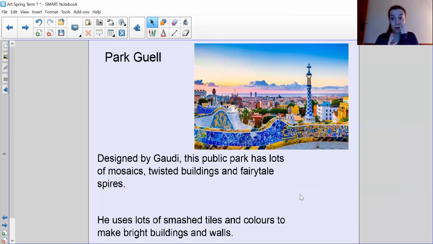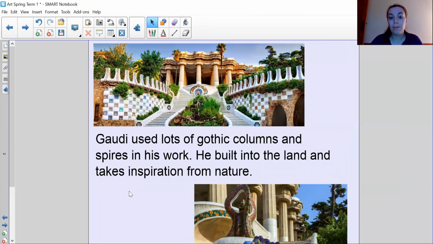So like how we did with our collages last time, he smashes up lots and lots of pottery and then sticks them onto a wall like a mosaic. Gaudi used lots of Gothic columns, so like lots of large columns with sort of gnarled hands and scary looking columns, and he built into the land and takes inspiration from nature. So this park is built into a hill. So he dug out bits of the hill and he used lots of stone.